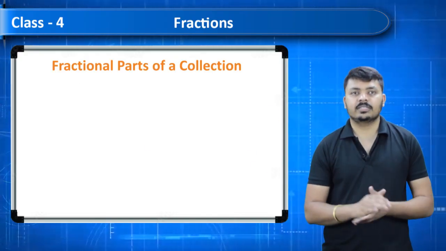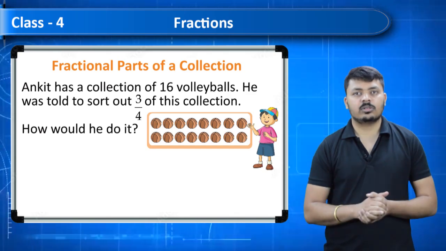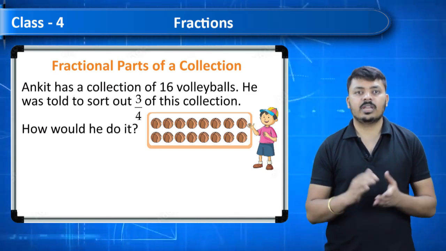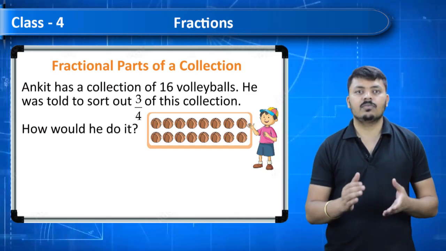Fractional parts of a collection. Ankit has a collection of 16 volleyballs. He was told to sort out 3 by 4 of this collection. How would he do it?